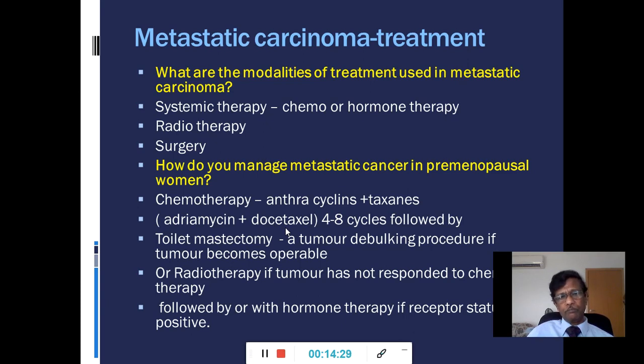After chemotherapy, a toilet mastectomy can be done. That is a tumor debulking procedure, done if the tumor becomes operable after chemotherapy. If the tumor has not responded or has insufficiently responded and has not become operable, radiotherapy is to be given, followed in any case by hormone therapy if the receptor status is positive.